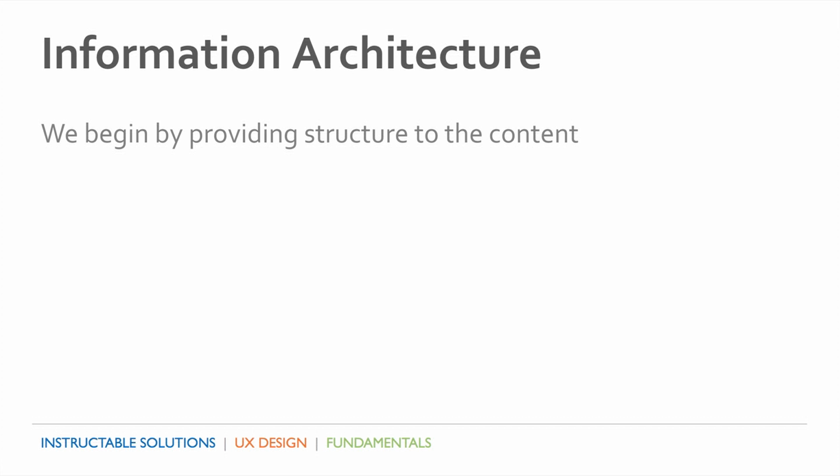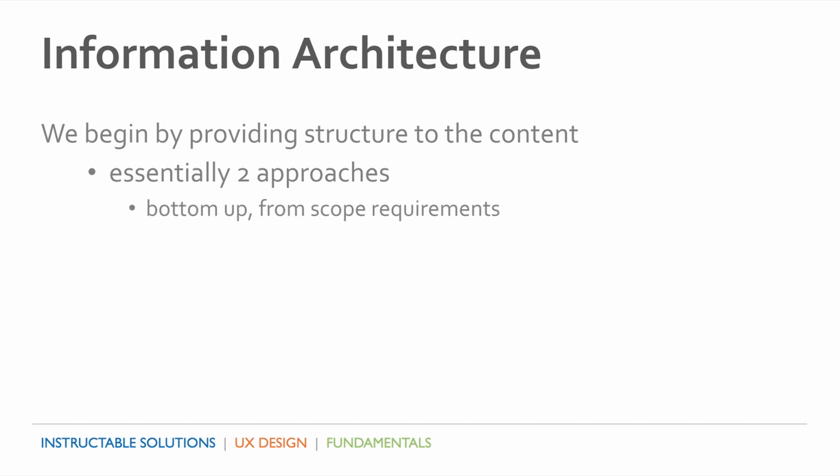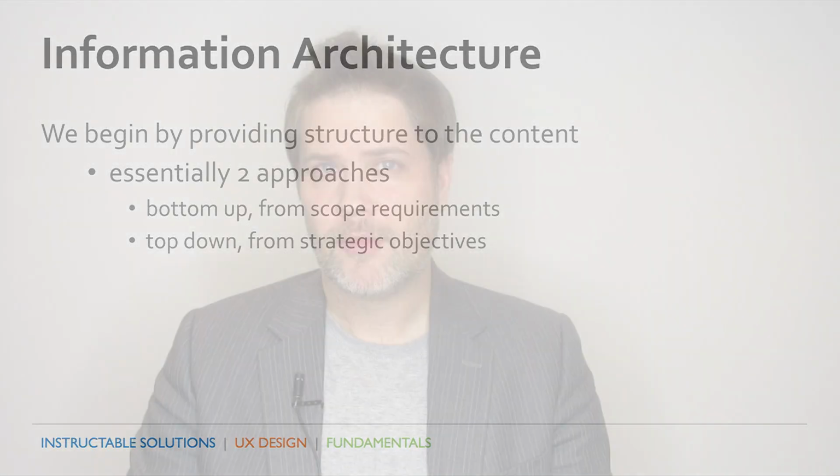Information architecture begins with providing structure to content. Essentially, there are two approaches to creating that structure. We either look from the bottom up, from scope requirements, or from the top down, the strategic objectives.